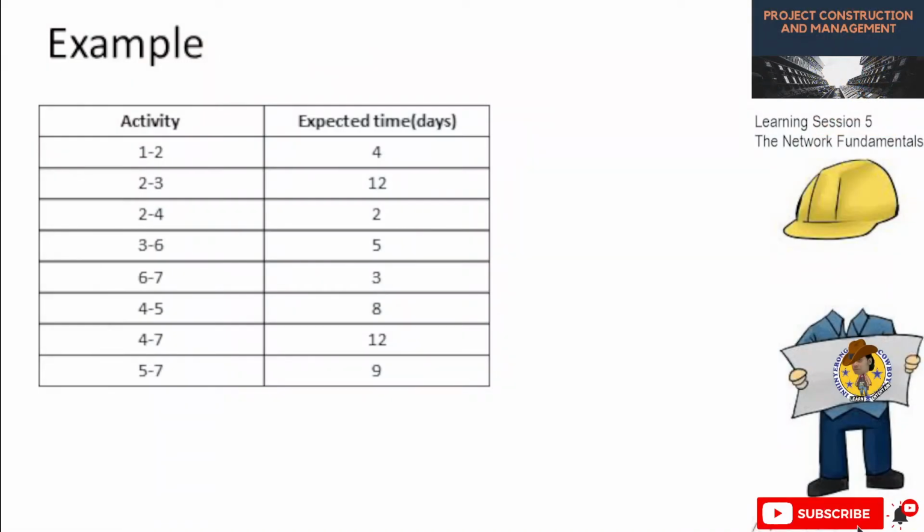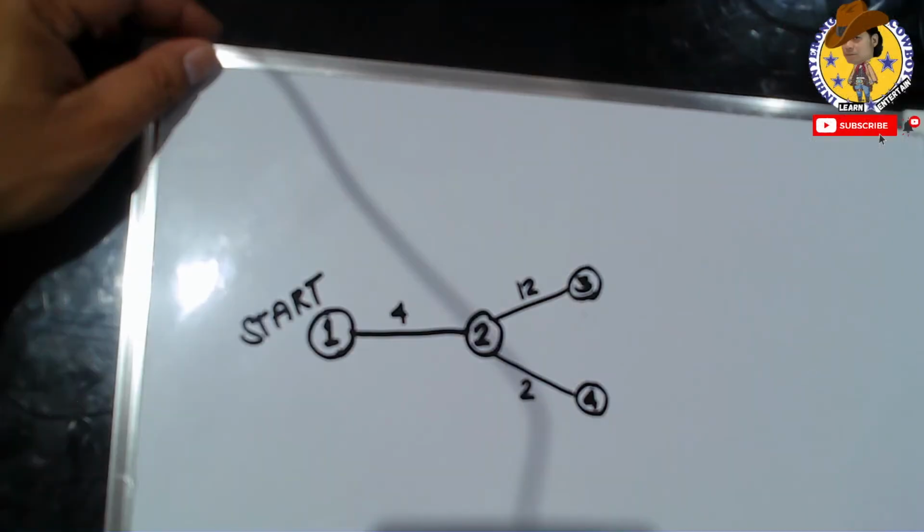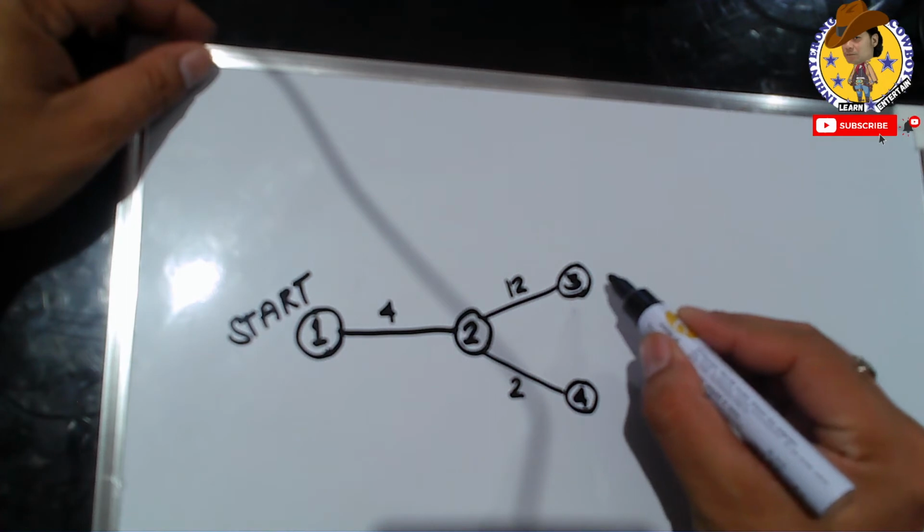Next we have activity 3 to 6. Activity 3 to 6, which is 5 days. Activity 3 to 6.